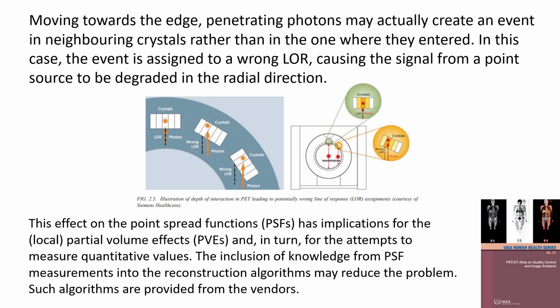Moving towards the edge, the distance between the assigned line of response and the corrected one increases. This means that the signal from a point source is degraded in the radial direction. This effect on the point spread function has implications for the partial volume effect and in attempts to measure quantitative values. The inclusion of knowledge from the PSF measurements into the reconstruction algorithm may reduce the problem.